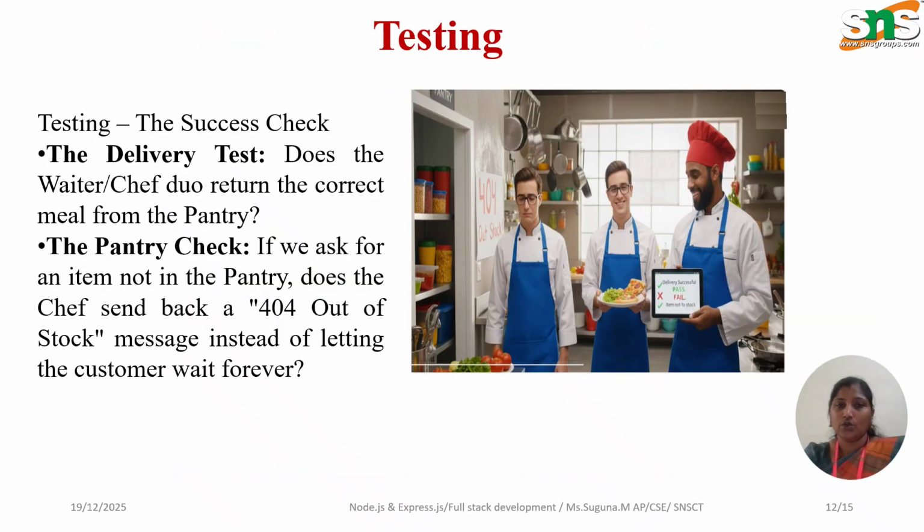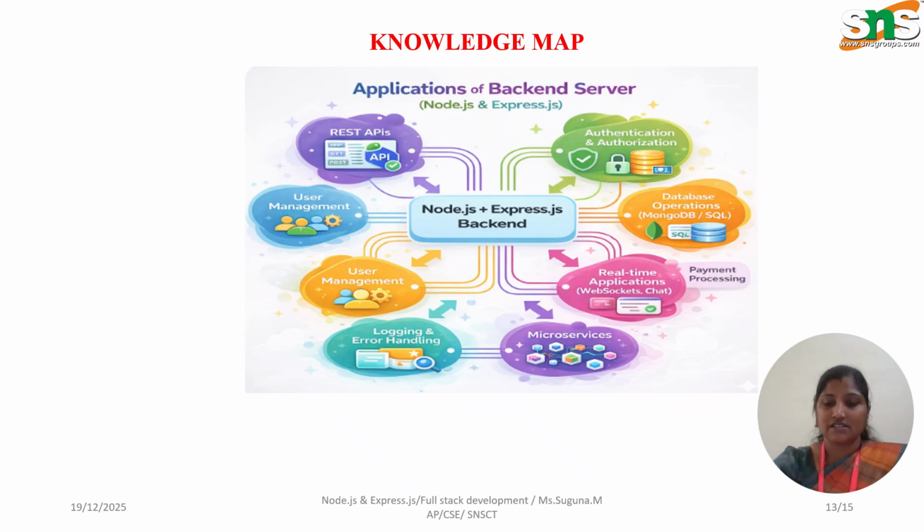Now when we move on to our testing part, we check: does the waiter receive the order correctly? Does the chef return the correct dish? And what happens if an item is not available in the pantry? If an item is unavailable, the chef sends a 404 error, which means it's out of stock. The user is informed clearly, which avoids confusion and improves the reliability of the application.